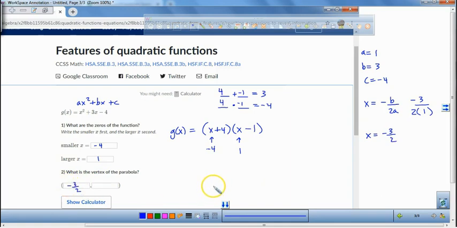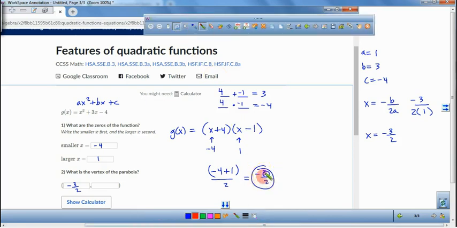Now we're going to take that, and you'll notice, look at what's negative 4 plus 1 all divided by 2. What's the average of our two zeros? Negative 4 plus 1 all over 2. That's also negative 3 over 2. All right, so that's the x value of our vertex. So we're going to take that, plug it in there, and that'll be all we have to do.